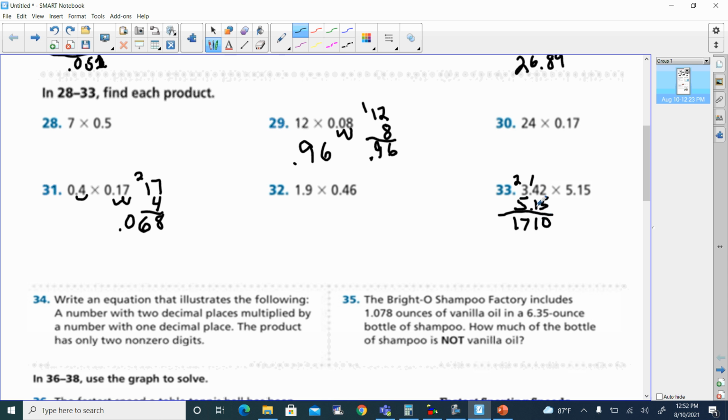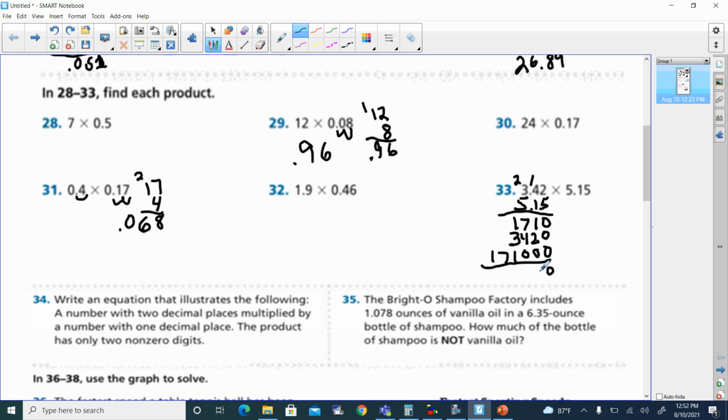My next row is multiplied by 1, so that's going to be easy. I'll put my 0 there and just put 342. And the third one, I have to put 2 zeros there. And now, once again, it's 5, so I'm going to get the same answer, 1710. So let's see, 1710. And now I get to add all this together. And the zeros come down to be 0.